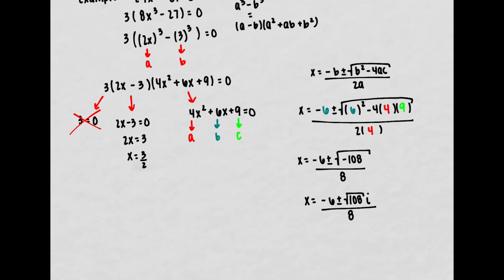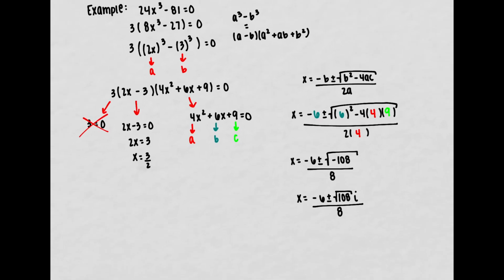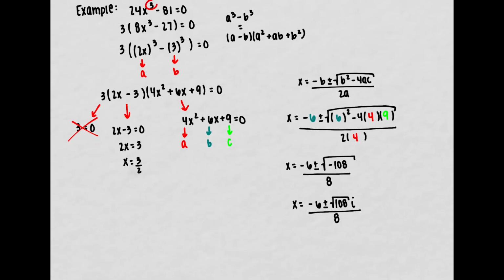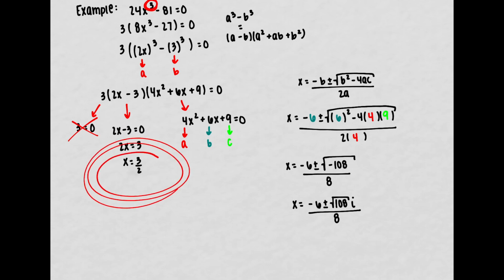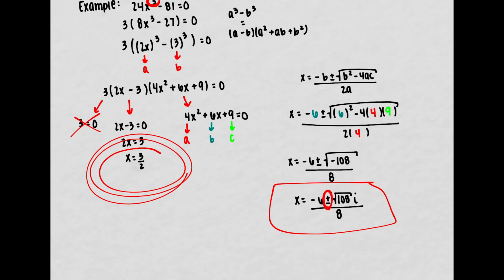So in this situation, we have, or should have, 3 answers because of the cube. We have the one where x is equal to 3 halves, and you have to remember this quadratic formula because of the plus or minus gives us 2 answers. So I do have 3 answers here.